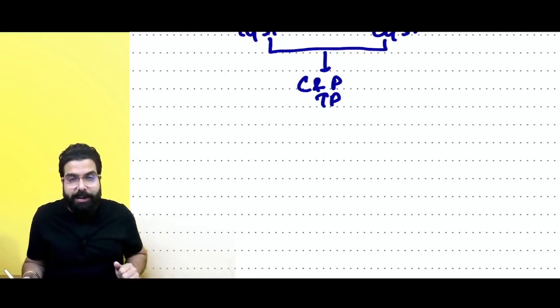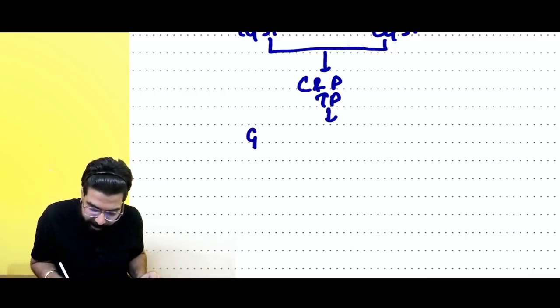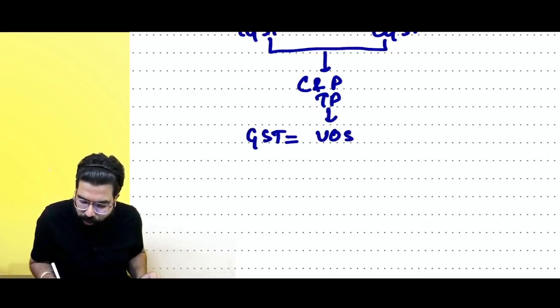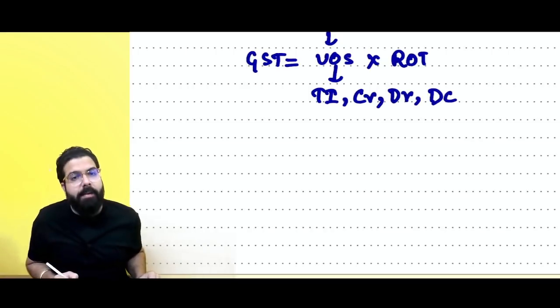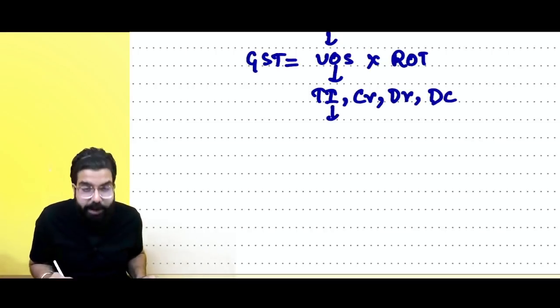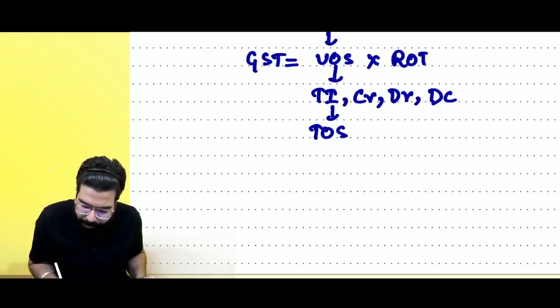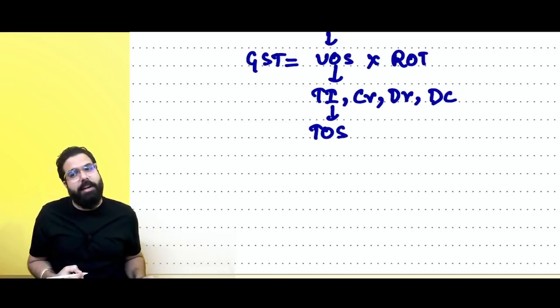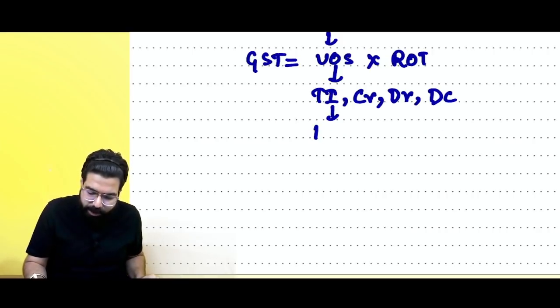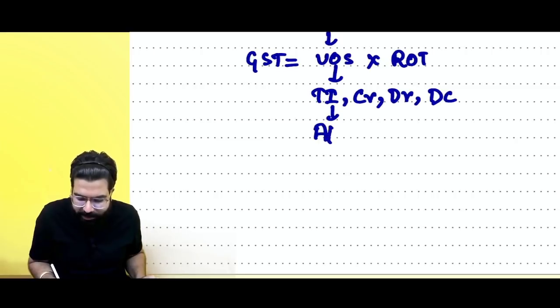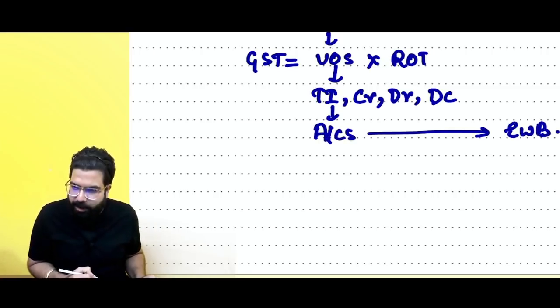Sir, how will he collect and pay? He will have to calculate GST is equal to value of supply into rate of tax. Once you know the value, you will prepare tax invoice, credit note, debit note and delivery challan. Once you raise the tax invoice, your liability to pay will come. Liability to pay comes at the time of supply. Supposingly, once you raise the tax invoice, you will maintain your accounts and you will send the goods to the other person with the help of an e-way bill.